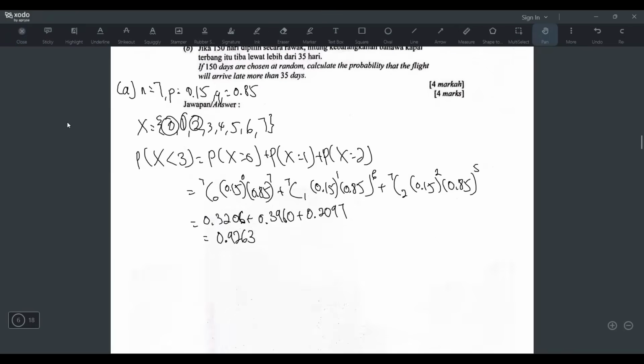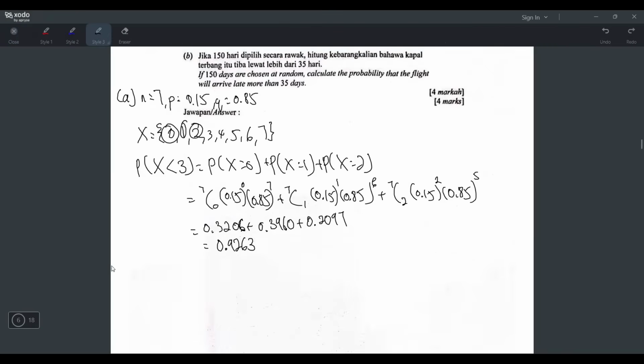Alright, now let's do B. B is what? If 150 days are chosen at random, wow, so your n is 150. So big. Calculate the probability the flight arrives late on more than 35 days. So your probability of success is still late because you're still finding late. So your probability of success p is still 0.15, so q is still 0.85. But I want to find more than 35 days. So it will be P(X > 35) like that.